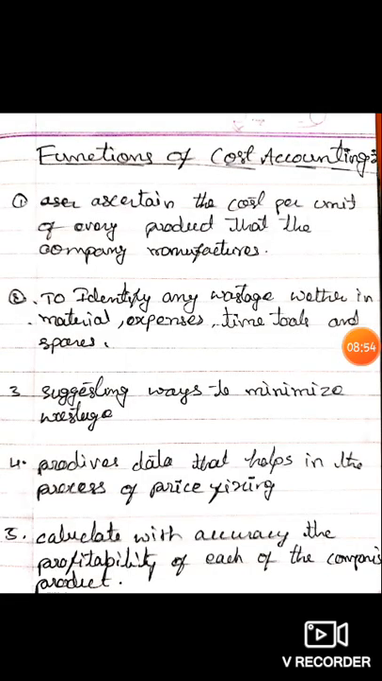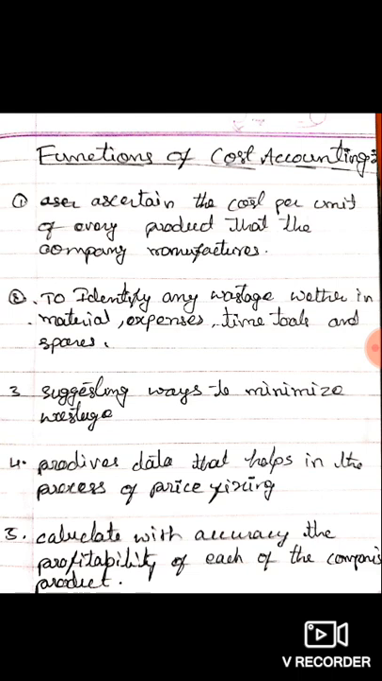Now let's see the functions of cost accounting. The main function of cost accounting is ascertaining the cost per unit of every product that the company manufactures. So in cost accounting, each and every unit or product cost is ascertained. This is the main function why every manufacturing company uses cost accounting.